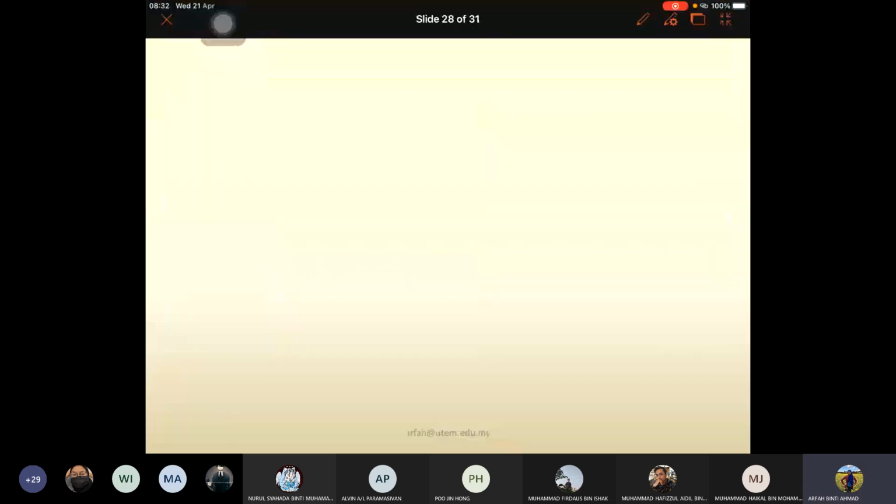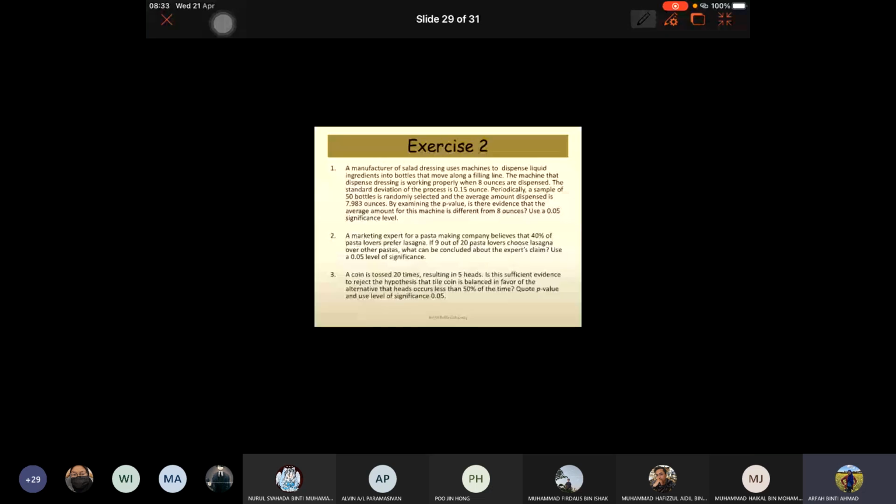Okay. So given all the information, given n equal to 36, x bar sama dengan 9.1, s sama dengan 2.4 cm. Okay. Dan dia kata dekat sini, p-value and it state in here, okay, alpha sama dengan 0.05.